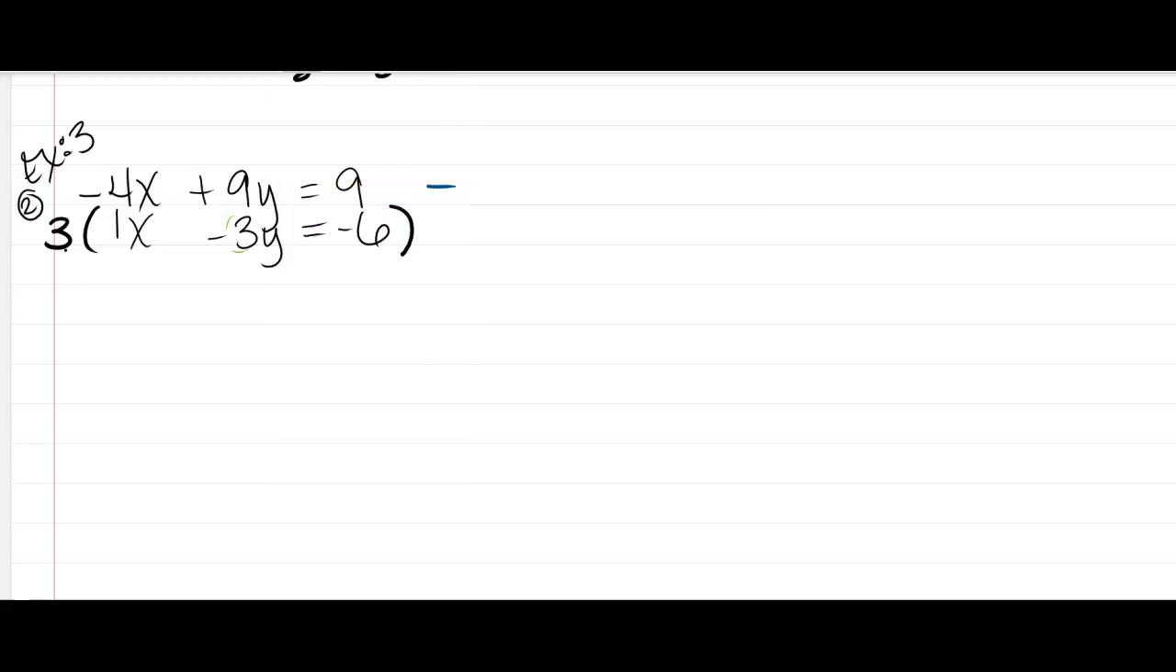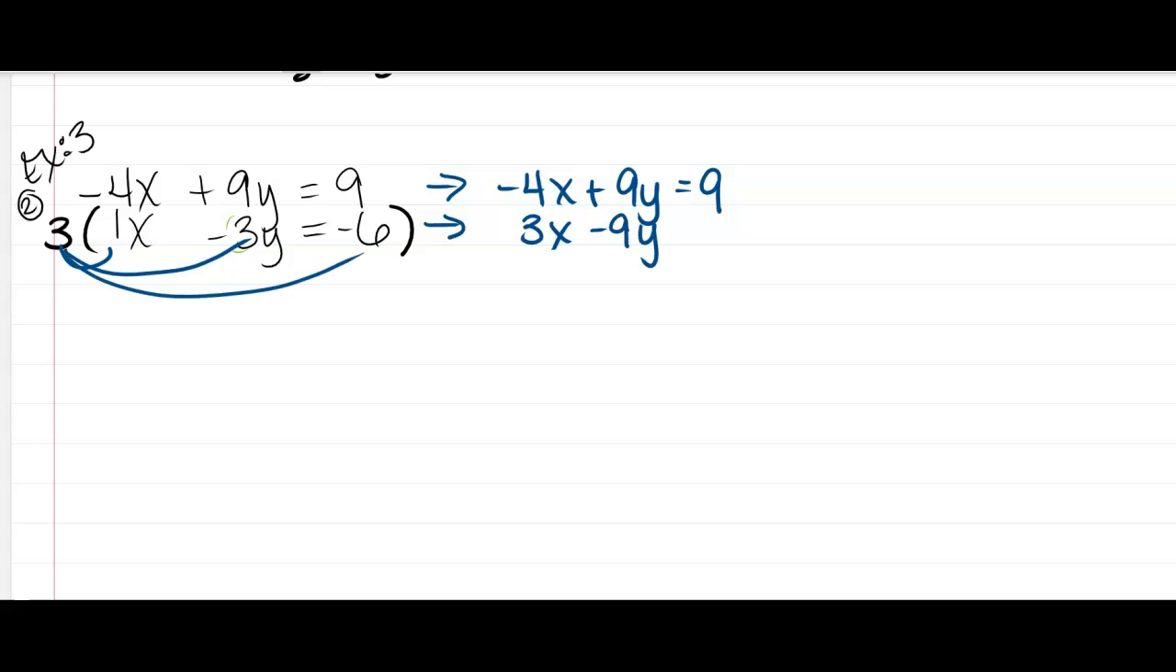So let's go ahead and rewrite our equations. The top equation, nothing happens to it because we didn't multiply by anything. But here we have 3 times 1x, we get 3x. 3 times negative 3 is negative 9y. And then 3 times negative 6 is negative 18. So now we're going to add.